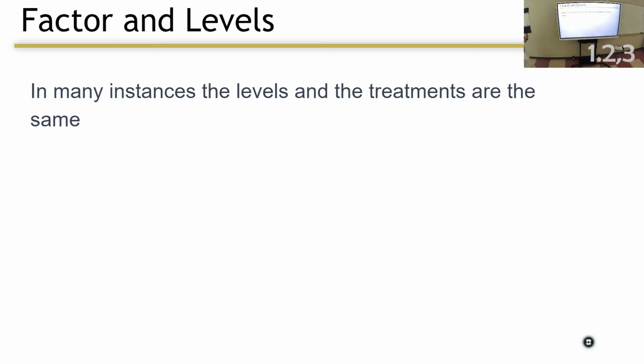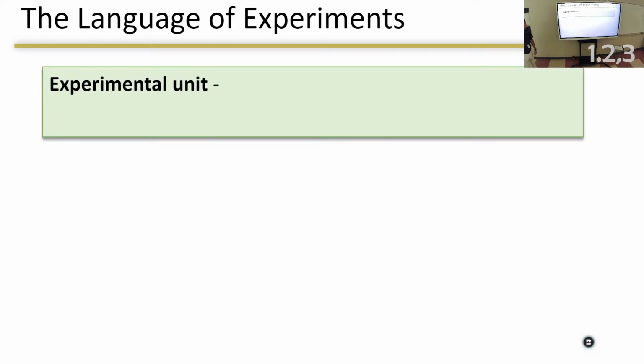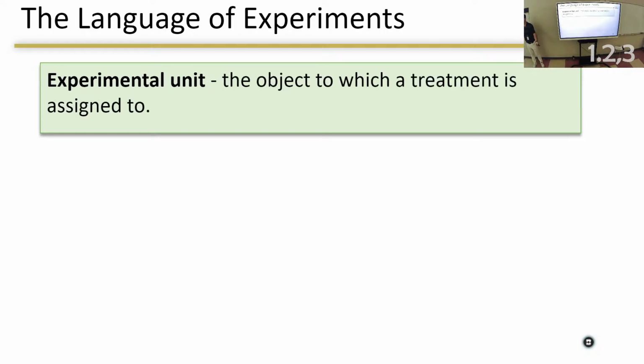In many instances, the levels and treatments are the same. Experimental unit, that's what I'm doing it on. Who I'm doing it to, what I'm doing it on, whether it be the students, the trees, the cars, whatever I'm doing it on. The object which the treatment is assigned to, whether it be the bunny rabbits, the dogs, the students. In this particular case, the trees or the grass. The experimental units. Unit is a single, right? So that's who I'm doing it to or what I'm doing it on.